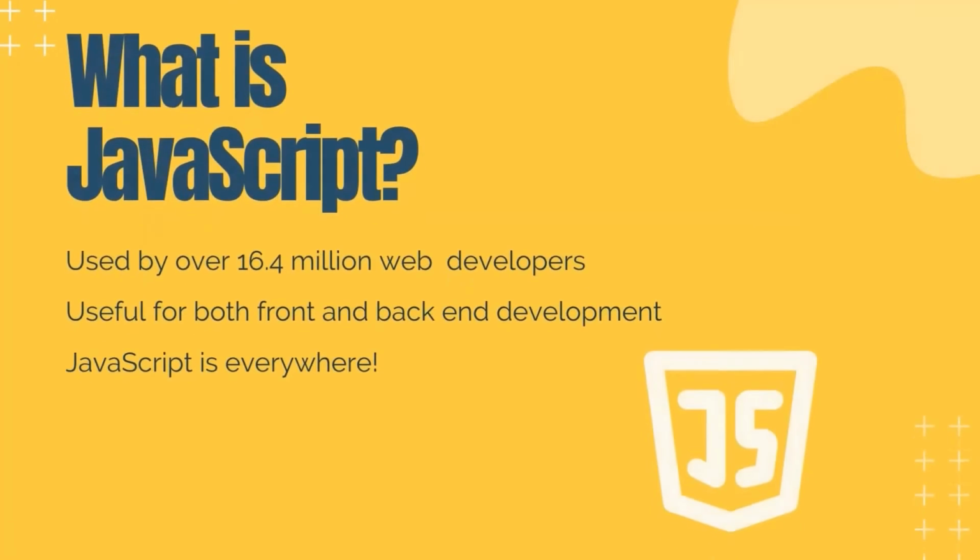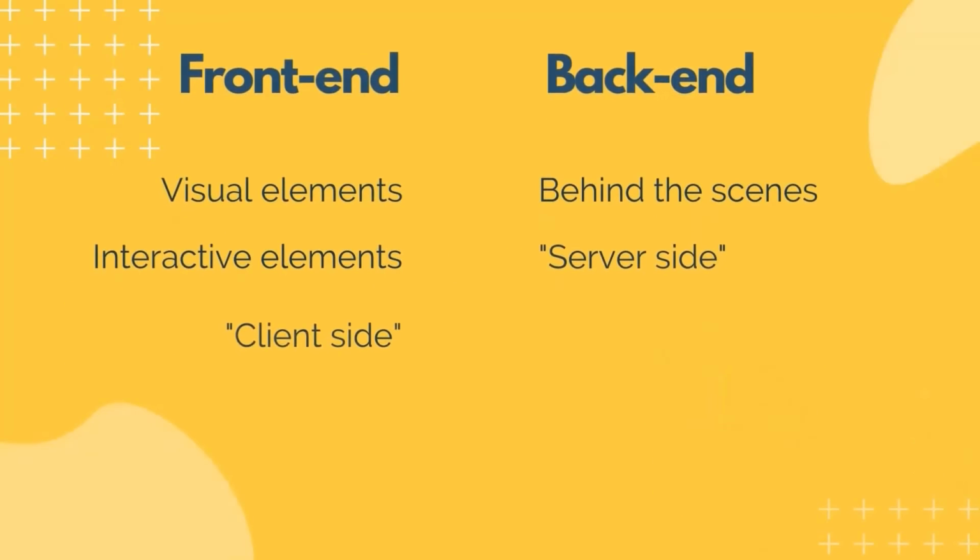JavaScript is one of the largest coding languages in the world, used by over 16.4 million web developers. Now, one reason JavaScript is so popular is because it can be used in both front-end and back-end development. What does this mean? Well, anything on a website that can be seen by users is considered front-end. This includes design, pictures, links, and other interactive content. Back-end development is everything that allows the website to function behind the scenes.